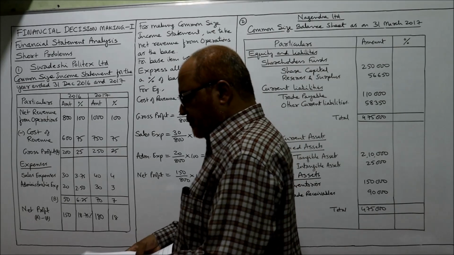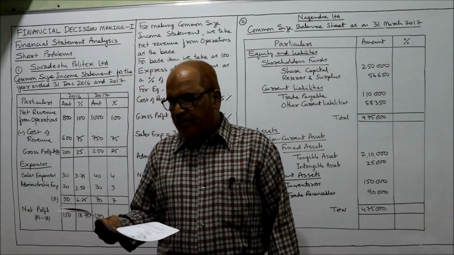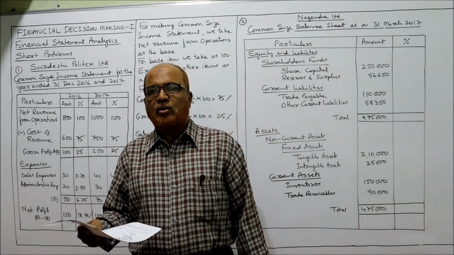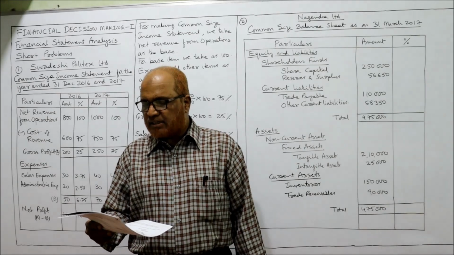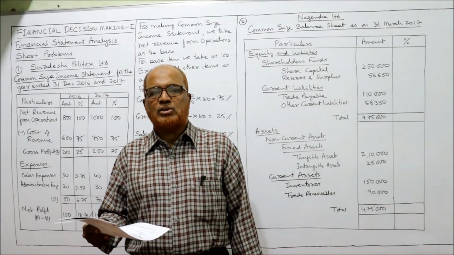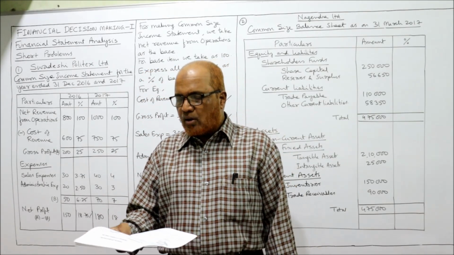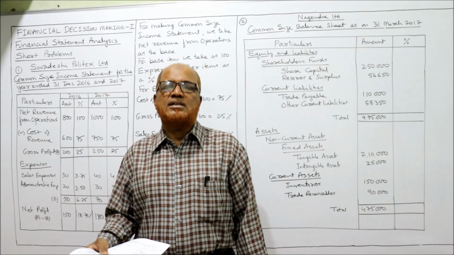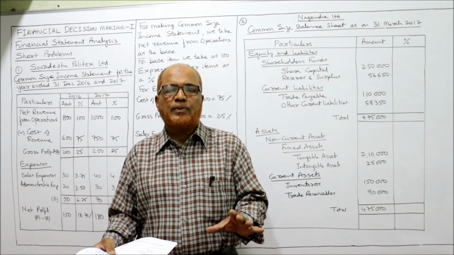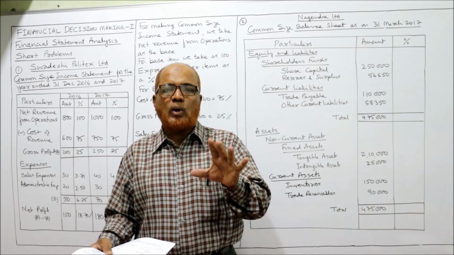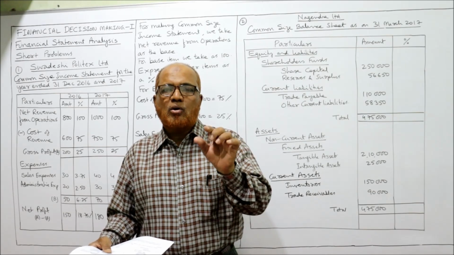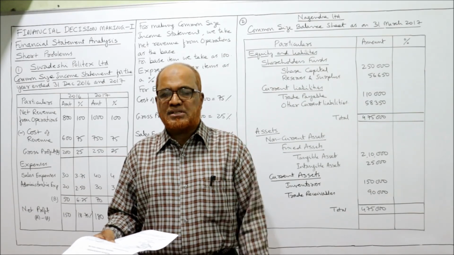Come on, first problem. Short problems. Number 1. From the following profit and loss account of Swadeshi Polytechs Limited for the year ended 31st December 2016 and 2017, you are required to prepare a common size income statement. It's a short problem. It is only asking you to analyze by making a common size income statement.